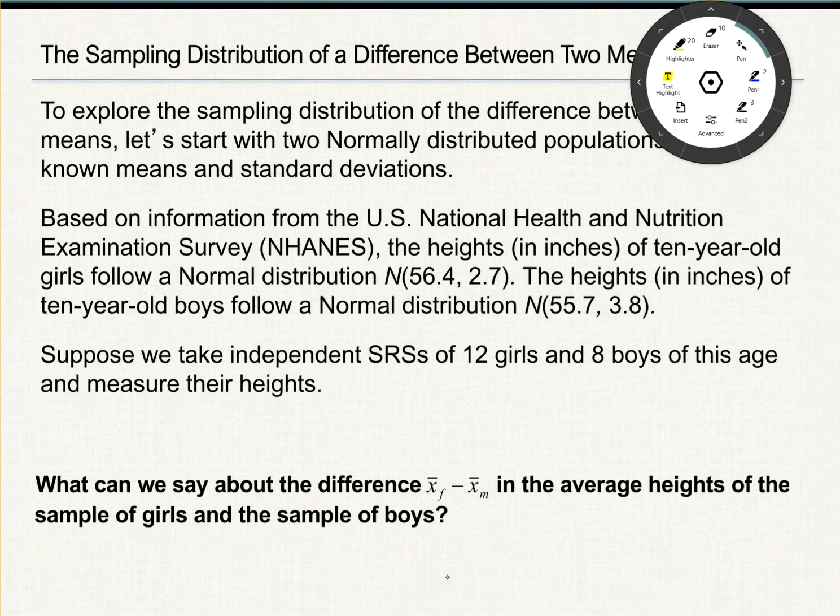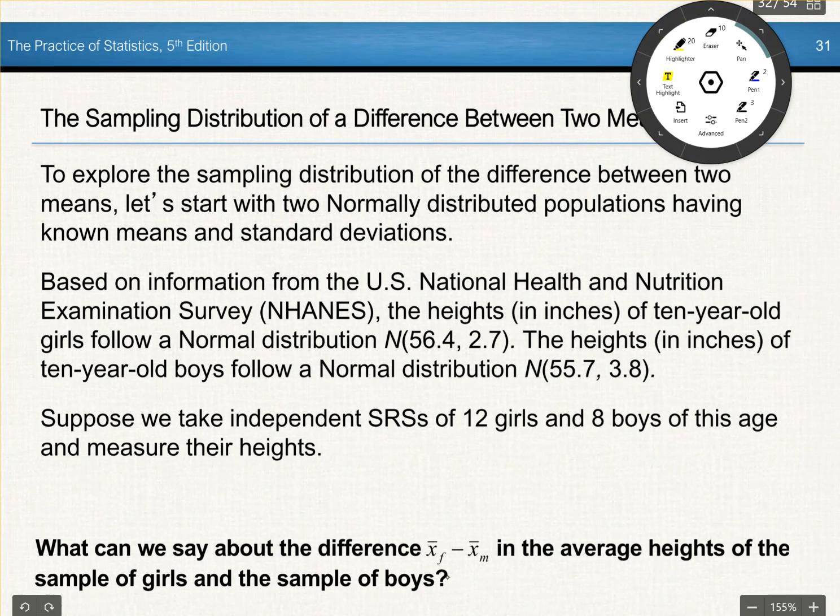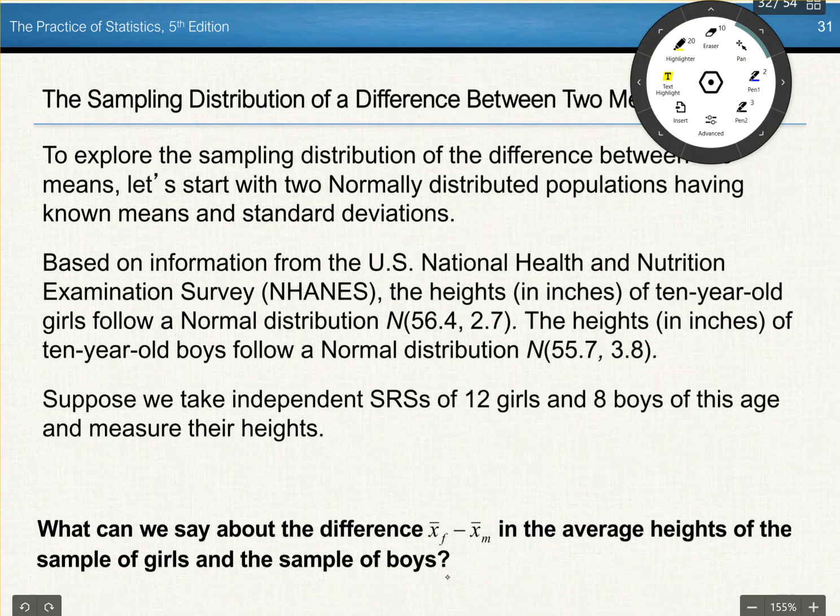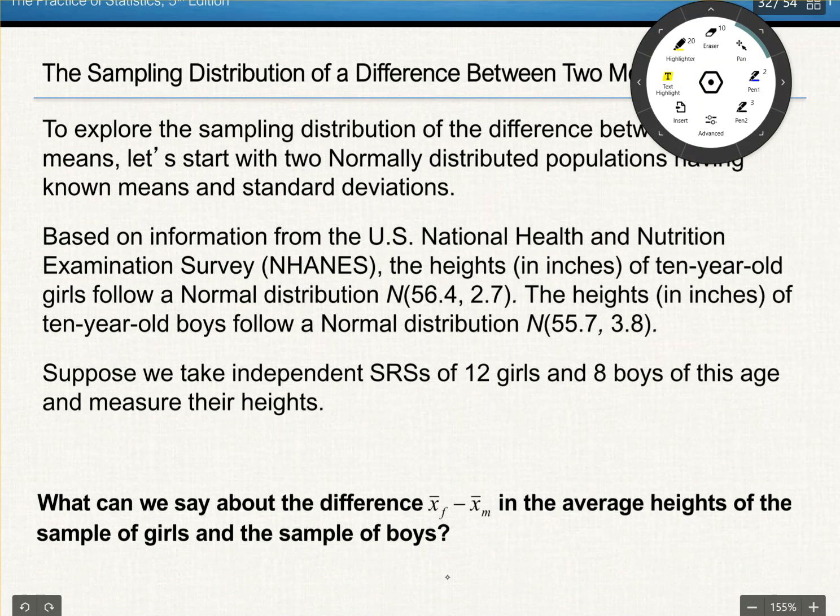Here's a little example, where we don't really do much calculation. To explore the sampling distribution of the difference between two means, let's start with two normally distributed populations having known means and standard deviations. Now, again, normally we're not going to know the means and standard deviations of the populations, right? Those are the parameters that we're trying to estimate using statistics.